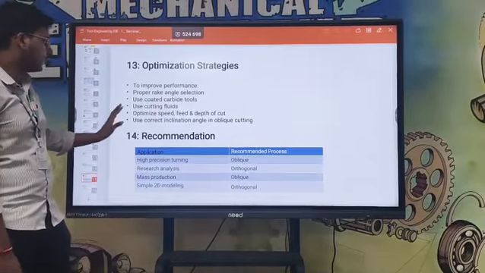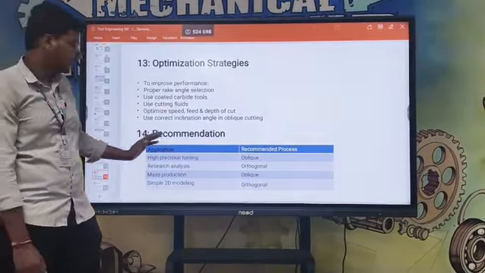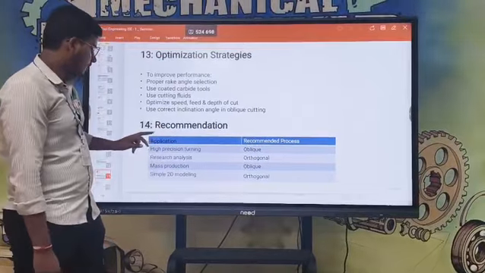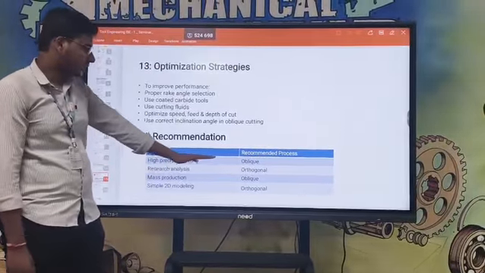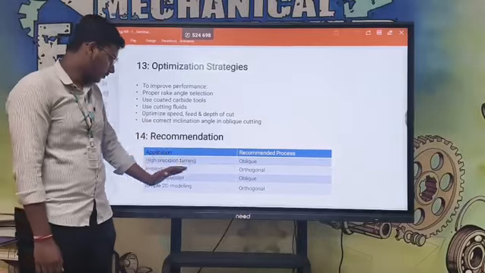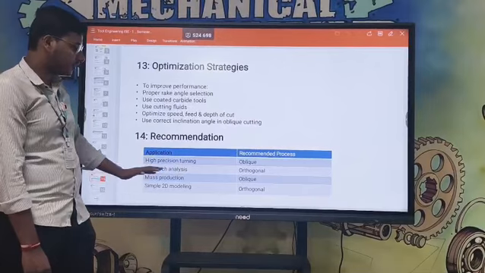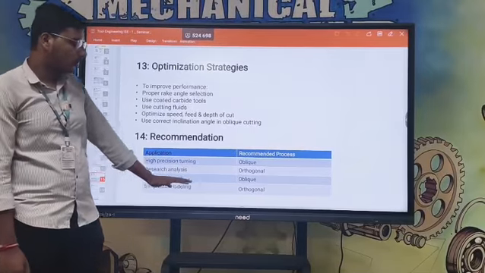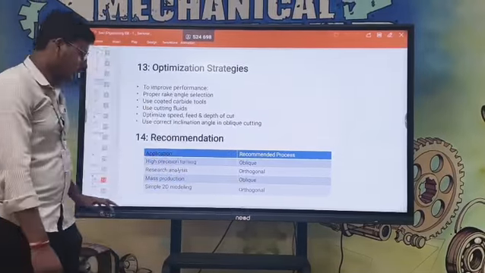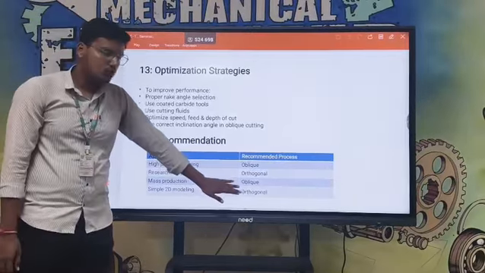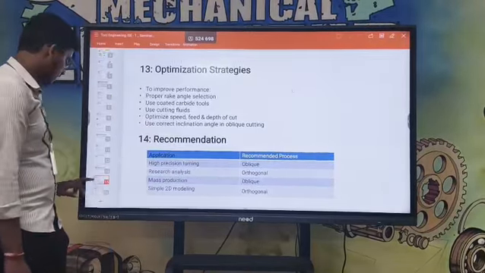Optimization strategies to improve performance: proper angle selection. Recommendations: high precision turning uses the oblique cutting process. For research analysis we use orthogonal, for mass production we use oblique, and for simple 2D modeling we use the orthogonal cutting process.